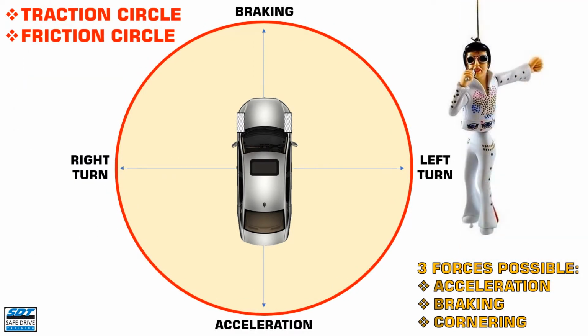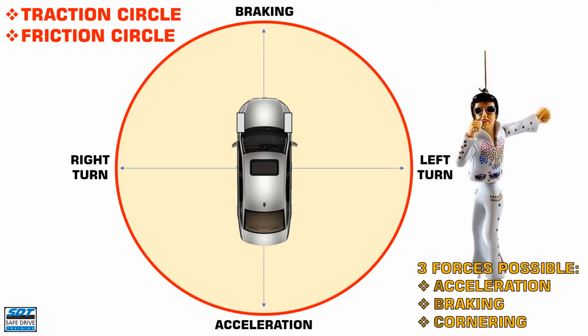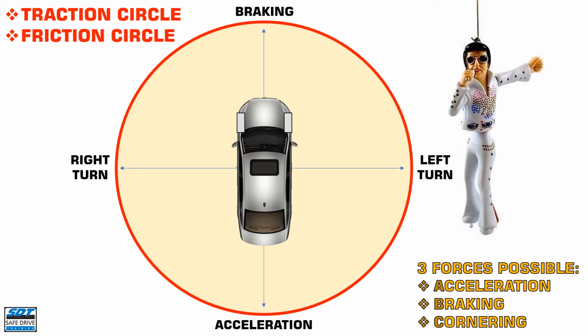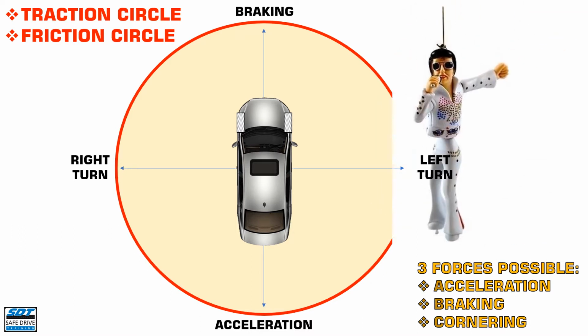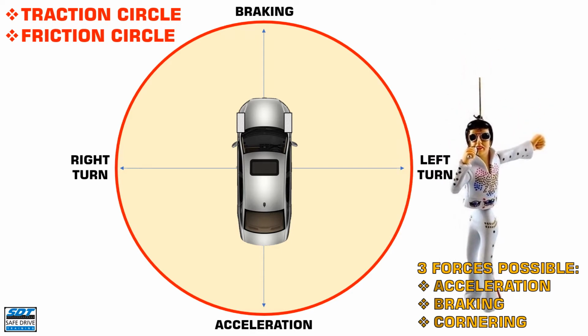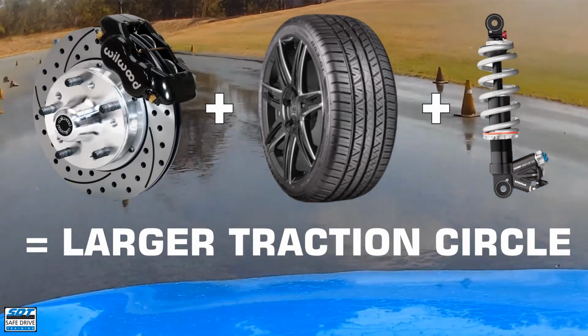If a vehicle is accelerated to the maximum, braked to the maximum, and cornered to the maximum, Elvis will have an epileptic fit while hanging from the mirror. But the shape he would make while dancing would be circular. This is known as the traction circle or friction circle of the vehicle. Everything inside the traction circle is what your vehicle is capable of.